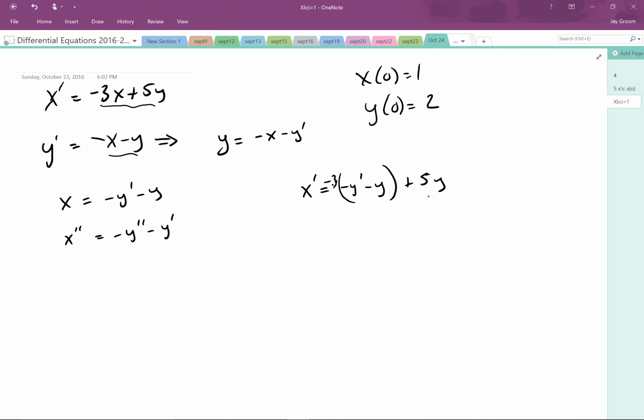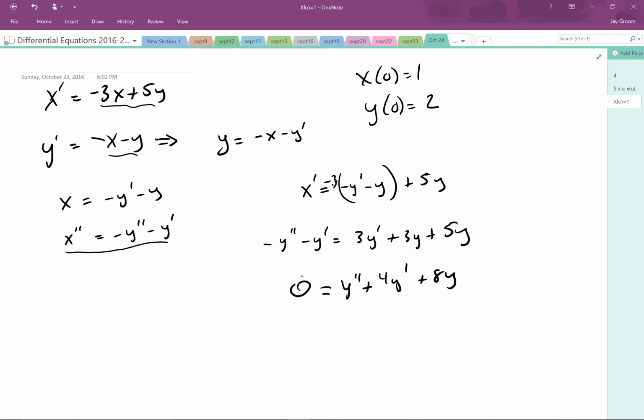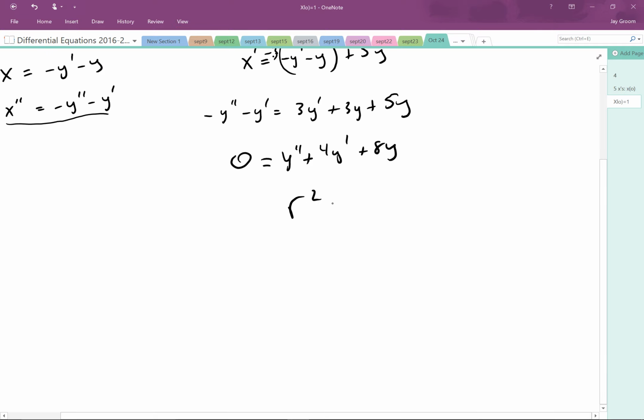And that's true. Right? And here is what x prime is equal to. So negative y double prime minus y prime equals 3y prime plus 3y plus 5y. So let's bring this over. That's going to give me 4y prime plus 8y, and over from y double prime. Hey, this looks familiar. I made this problem up.